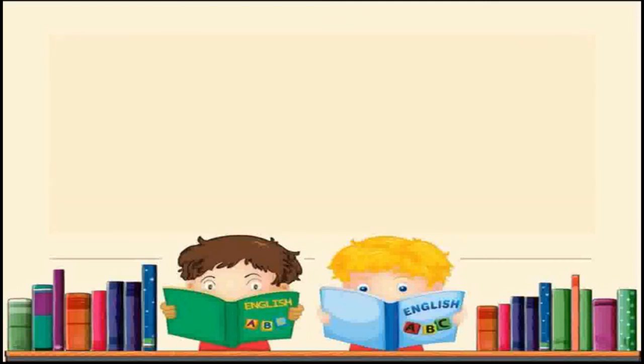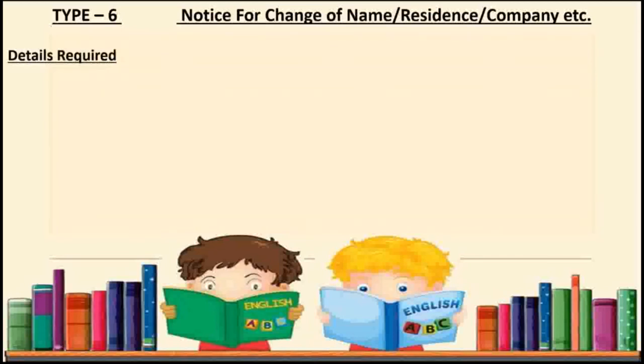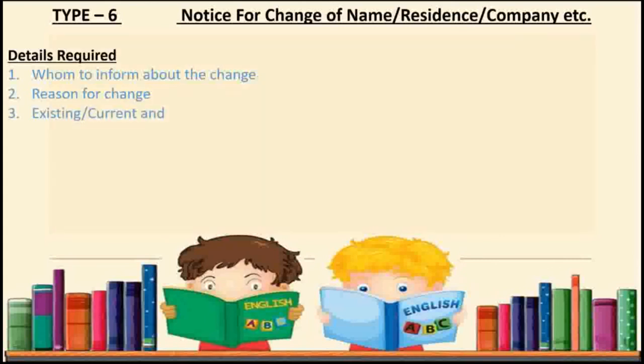So finally, we come to the sixth and the last kind of notice, which is for change of name, residence, company, etc. The details required for writing such notices are whom to inform about the change, reason for change, existing, current and changed address, your name and signature.